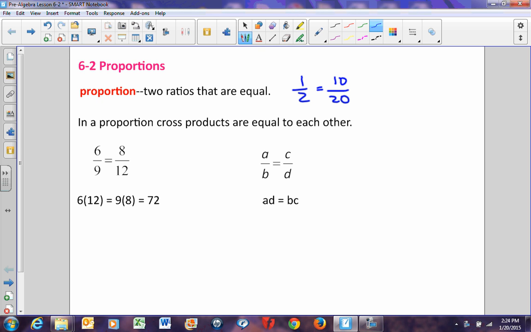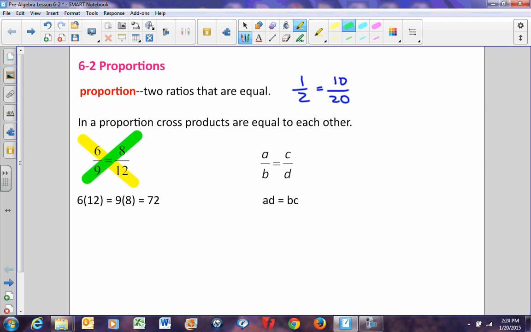In a proportion, your cross products are equal to each other. Cross products means this: you multiply in an X. 6 times 12 is one cross product. 8 times 9 is a second cross product. 6 times 12 equals 72, and 9 times 8 equals 72. The cross products must be equal in order for a proportion to be equal.